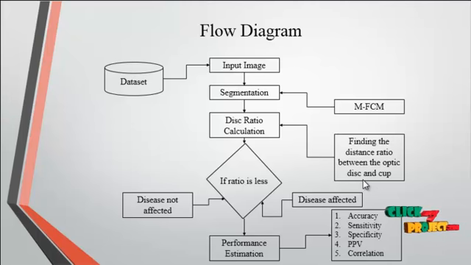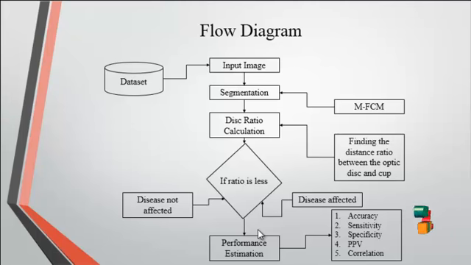by the distance calculation. If the ratio is less, it means the disease is affected, otherwise it is not affected. So after the detection of the disc and cup ratio, the performance is estimated.